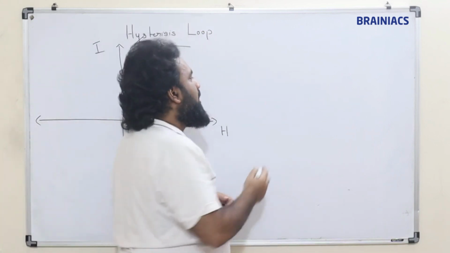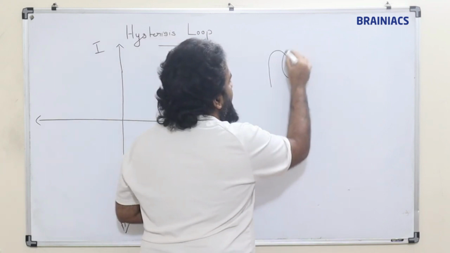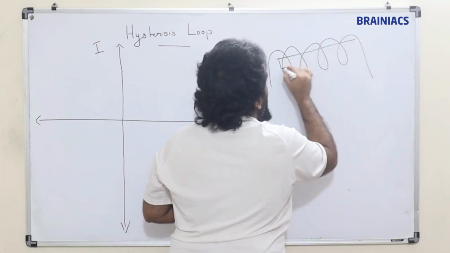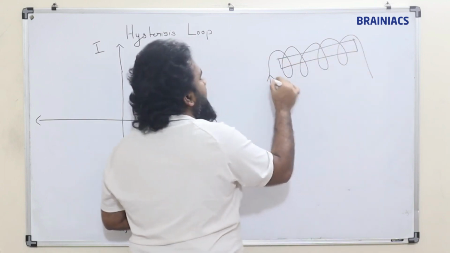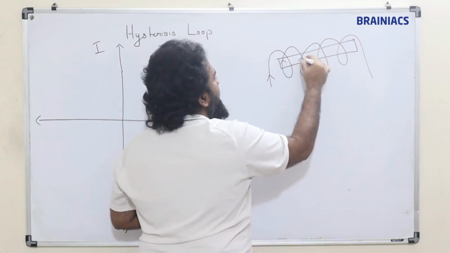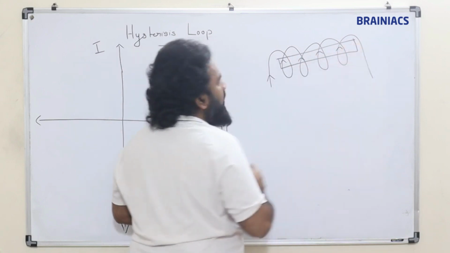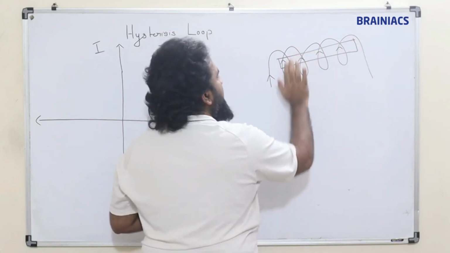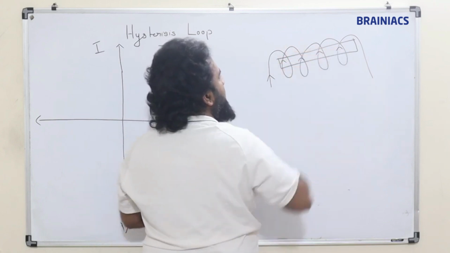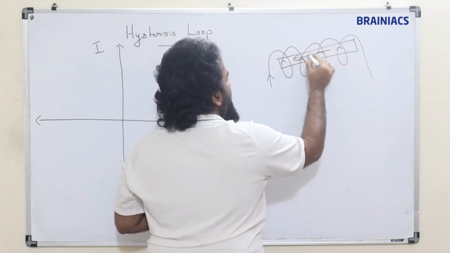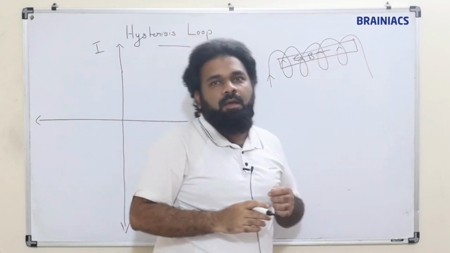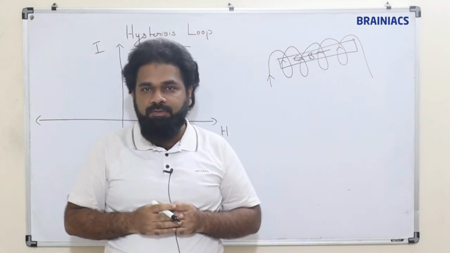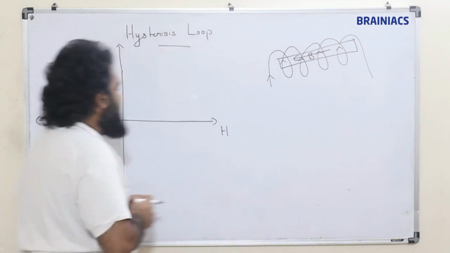Suppose inside a solenoid we keep a material and pass current through it. What will happen? There will be a magnetic field. If this is the direction of current, then in this direction the magnetic field will be there, and if we keep a soft iron core inside that solenoid, it will be magnetized. That is what we are going to observe here.